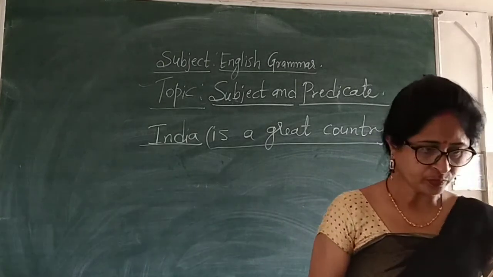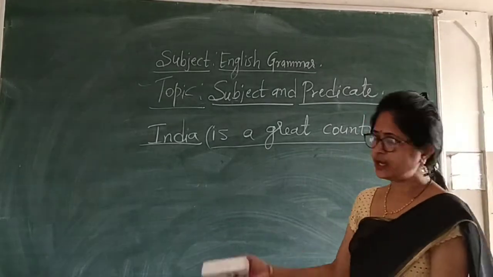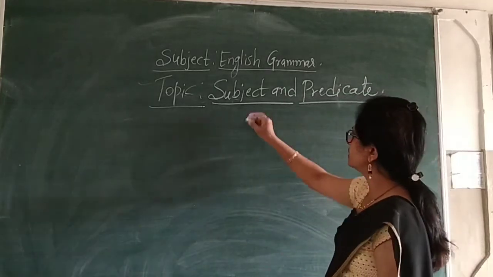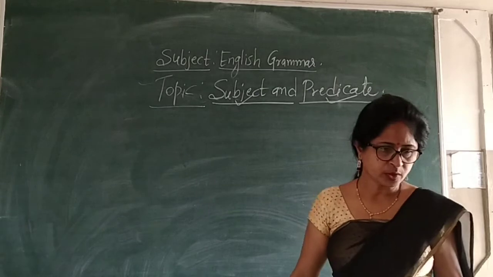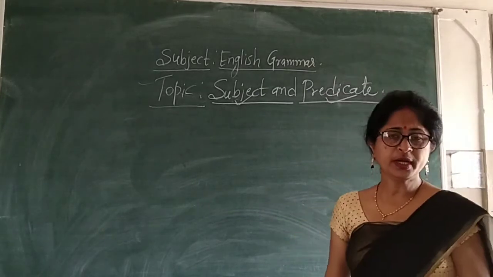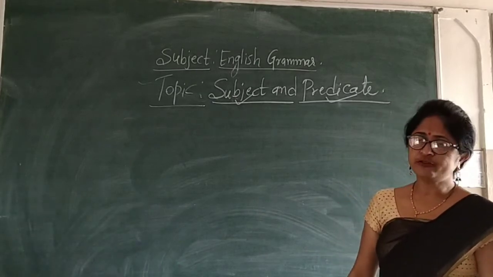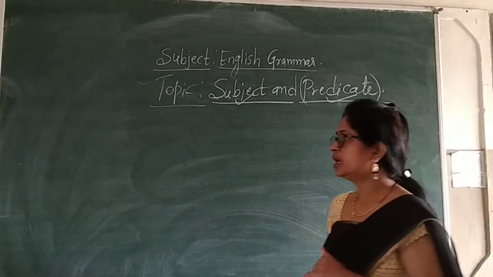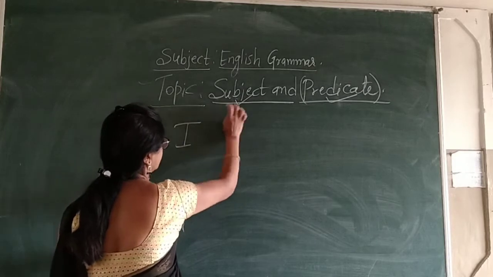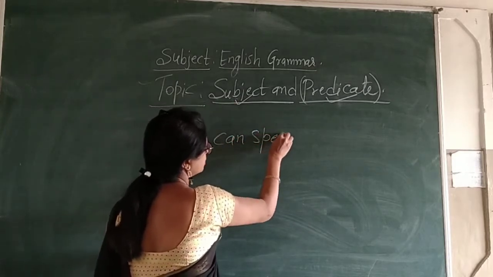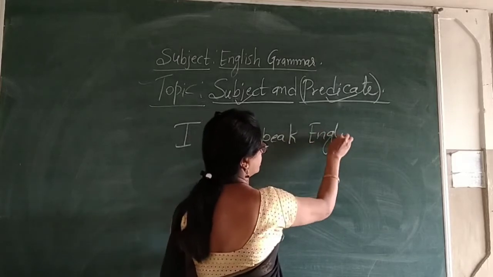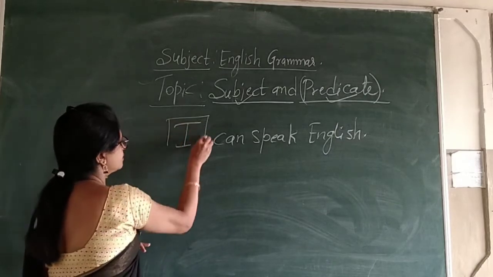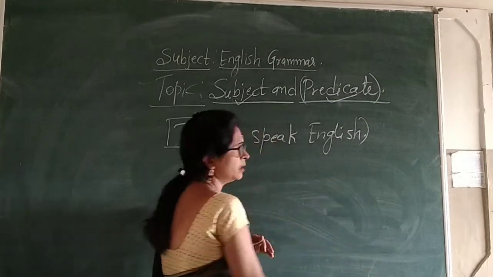Okay, now it is clear that every sentence must have two parts. The first one is the subject and the second one is the predicate. Predicate mostly begins with a verb. Now see, I will write here: I can speak English. Now here, I is the subject and the rest of the part is the predicate.